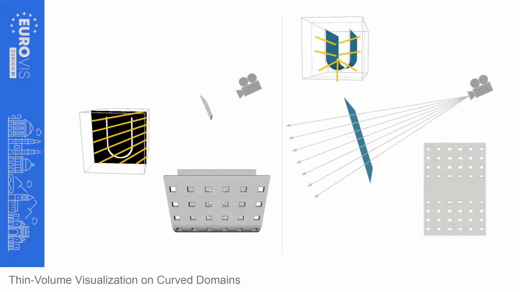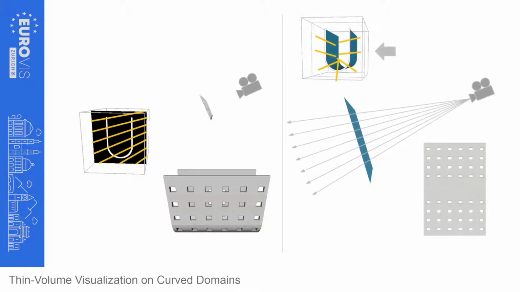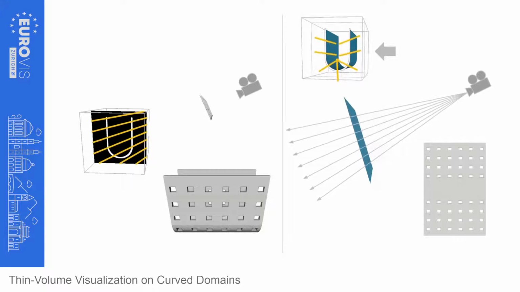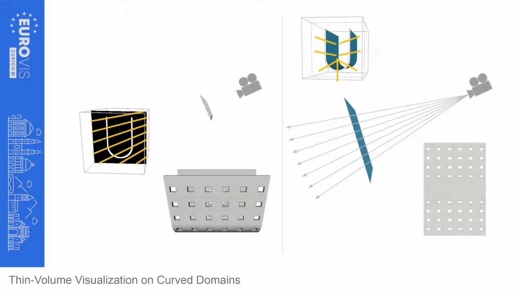When moving the camera around, the transformed ray segments adjust accordingly, which gives the impression of interacting with an actual volume dataset. The close-up illustrates this effect.